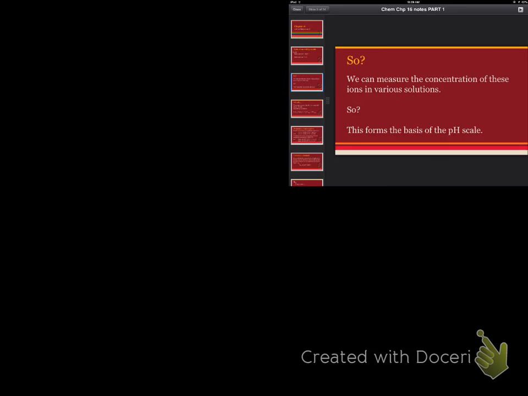I know this is exciting news. This is like an ad for Ginsu knives. What if I told you that we could measure the concentration of hydronium and hydroxide ions? Would you pay $19.99? Don't answer yet. We can measure the concentration of these ions in a solution. We can do it. Why would we want to do something like that? This is what pH is based on. pH is actually a representation of the concentration of those ions in a solution.